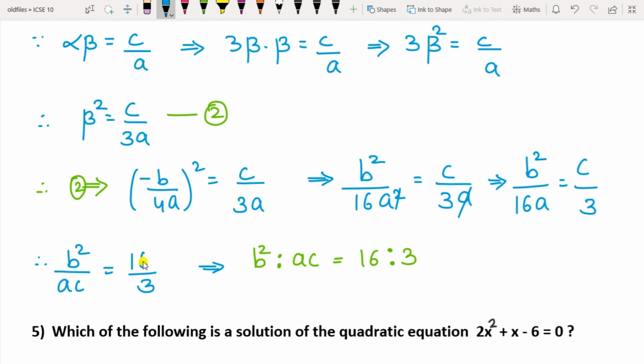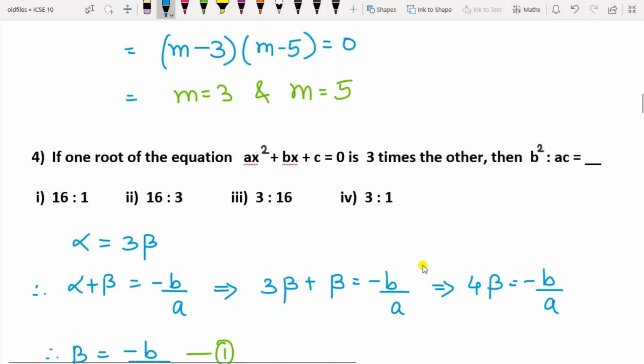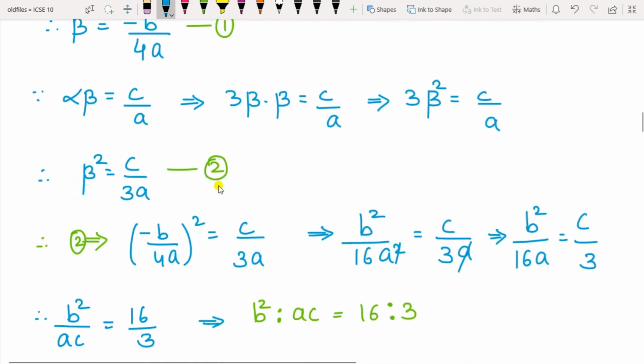So b square upon AC equals 16 by 3, that is, b square is to AC is 16 is to 3. So 16 is to 3 is the correct option, that is option 2 here. So such questions can also be asked in the exam.